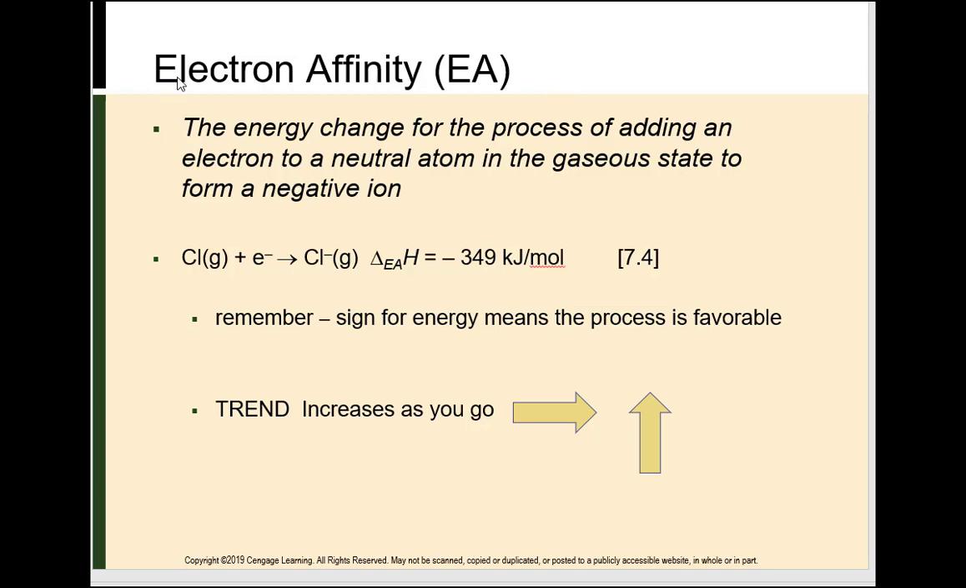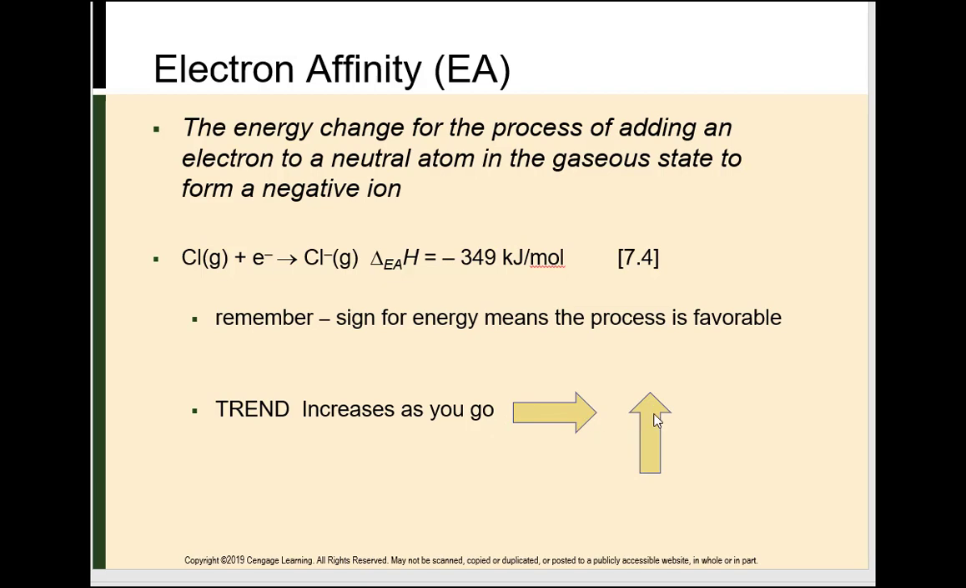Similarly, but opposite, we could say electron affinity is the energy change for the process of adding an electron to a neutral atom to form a negative ion. In this example, we have chlorine, and we know chlorine really, really wants 1 more electron. It wants to become chloride so that it can become like argon. So we have a negative sign for energy, meaning that this process is favorable. The trend increases as you go to the right and up.